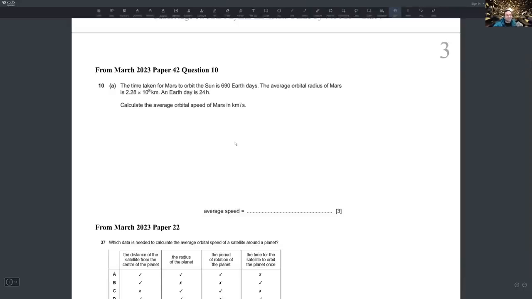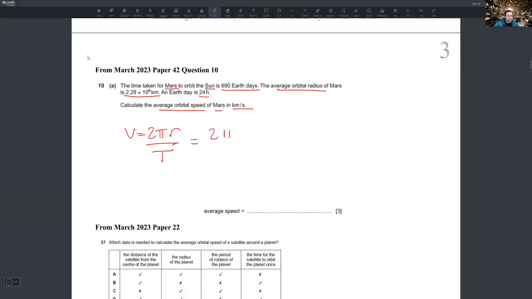Okay? The time taken for Mars to orbit the sun is 690 Earth days. The average orbital radius of Mars is 2.28 times 10 to the power of 8. An Earth day is 24 hours. Calculate the average orbital speed of Mars in kilometers per second. Did you notice here, Ahmed? He's asking you for the time taken for Mars to orbit the sun. So what's he assuming? It's a circle. That's why he's using the term average radius, because it's never perfectly a circle. So we know the formula: v equals 2 pi r over t.